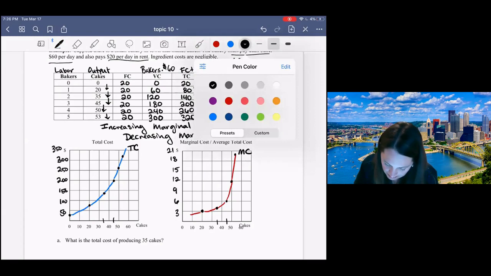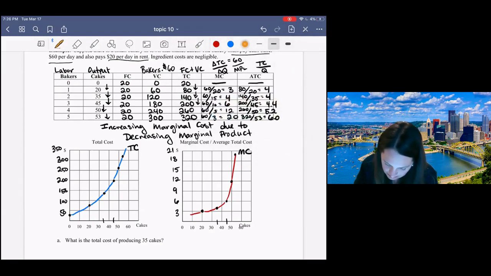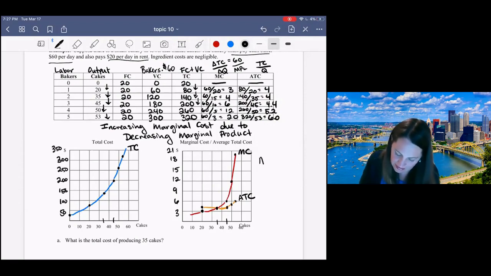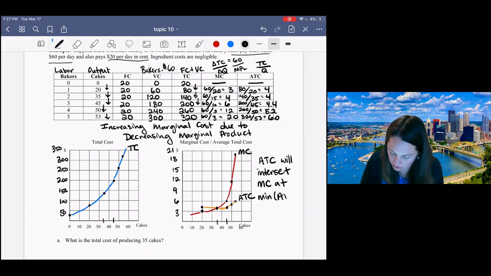Then we're going to plot average total cost. So our average total cost is going to be 4, and then 4, then just a tiny bit more than 4, then 5.2, and then 6. All right. The important thing to notice here, which is not maybe entirely clear from this graph, but hopefully it's a little bit clear from this graph, is that the average total cost curve is going to intersect the marginal cost curve at the minimum of the average total cost curve.